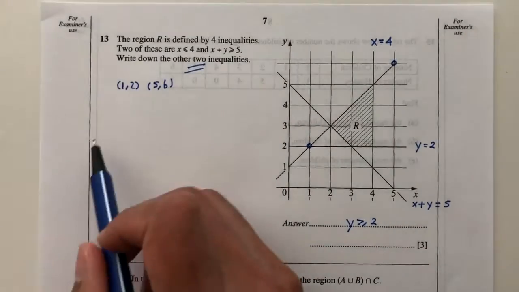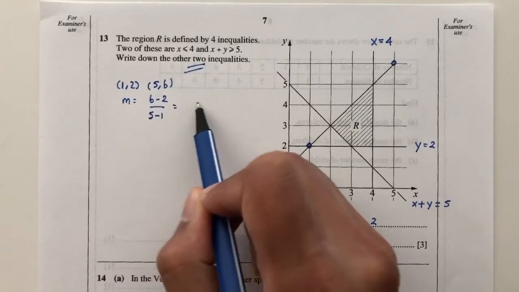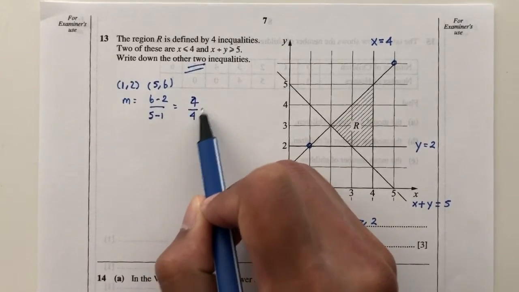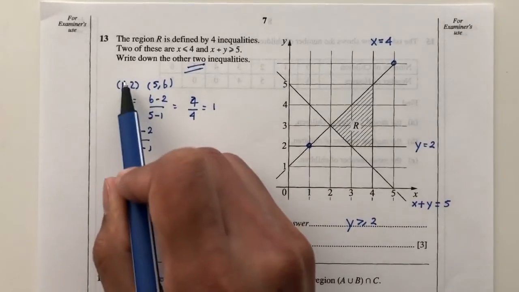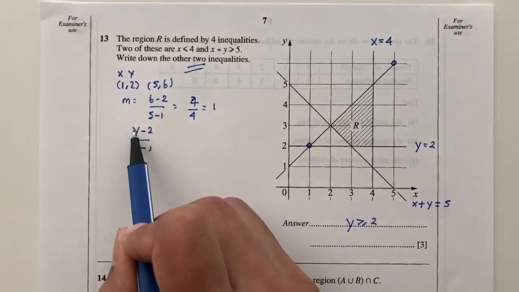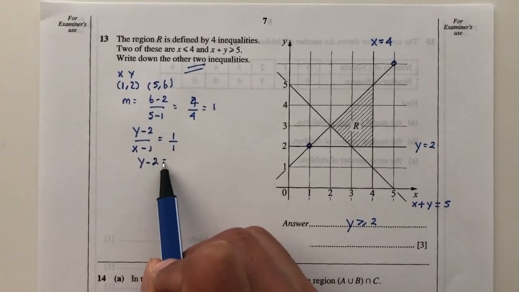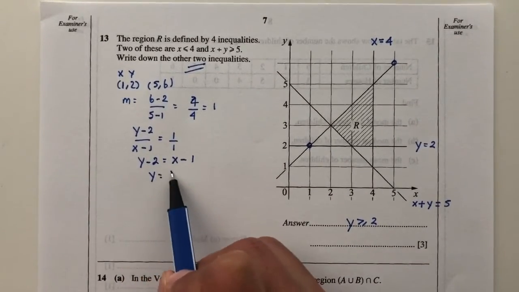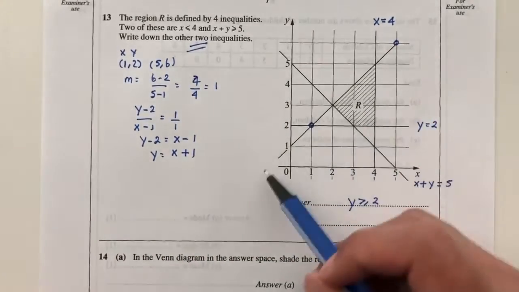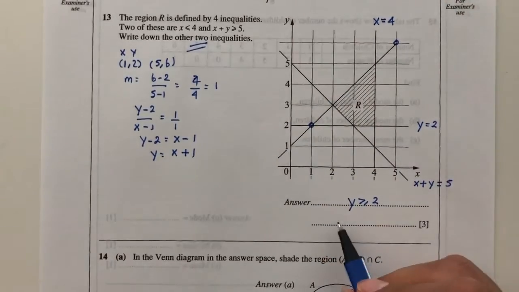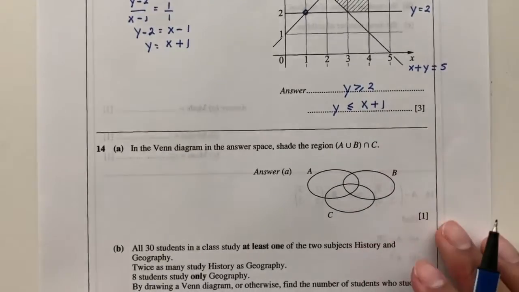So what is the gradient? We have m equal to 6 minus 2 over 5 minus 1, which is 4 over 4, which is 1. And the equation will be y minus 2 over x minus 1. You take this point, right? This is your x and y. So y minus 2 over x minus 1 equal to 1. That becomes y minus 2 equal to x minus 1. So y becomes x plus 1. Okay, so now this is this line. It is below this line, so it will be y less than or equal to x plus 1. That will be question 13.